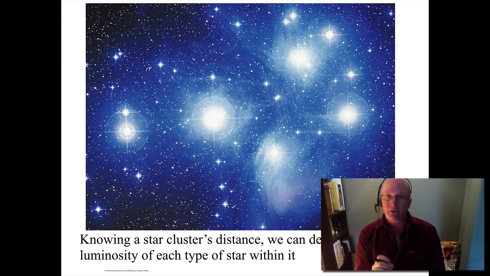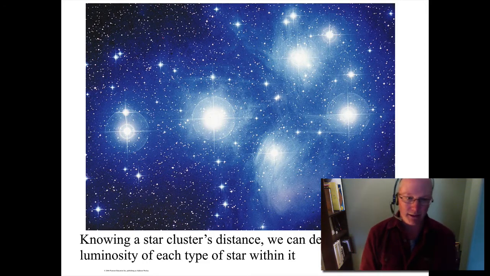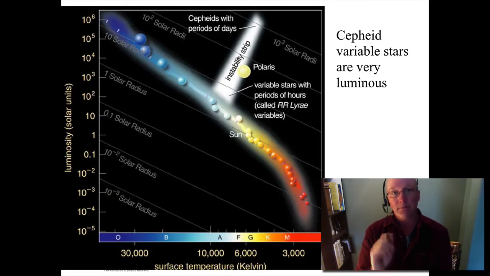Because even the clusters of stars in galaxies are relatively difficult to see if they're really, really far away. So it'd be nice if there was some bright object that we could use as a distance indicator. And it turns out that there is.